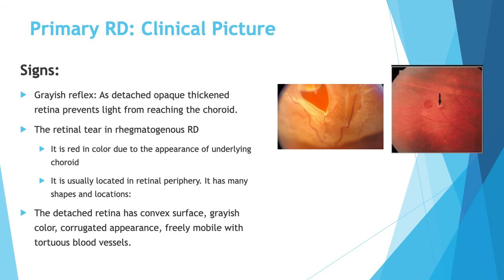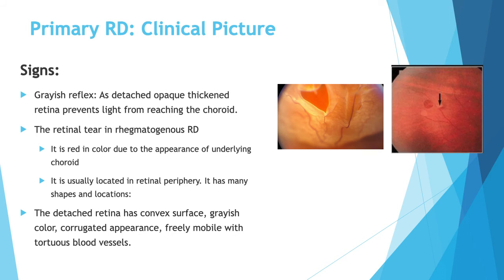What are the signs? We look at the fundus, and we have to examine the retina thoroughly, but sometimes before looking at the fundus, we look at the pupil. Sometimes if the retina is completely detached, we see that the red reflex is grayish because the retina is elevated and wavy. We don't see the color anymore, and sometimes we see a grayish reflex inside the pupil.